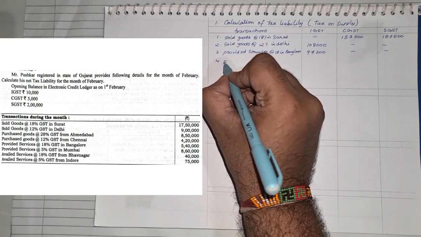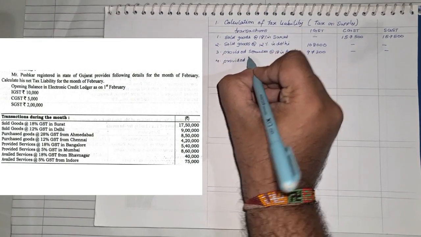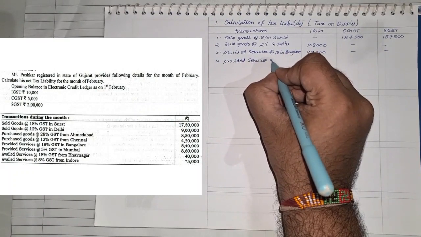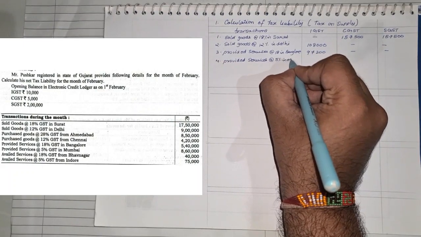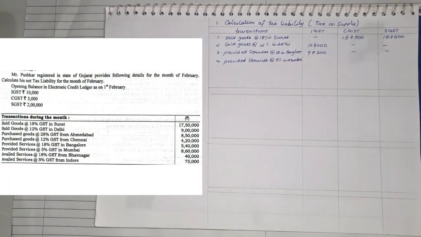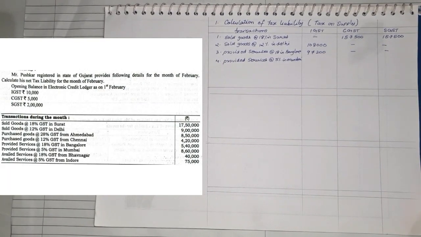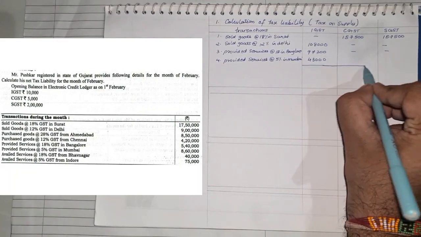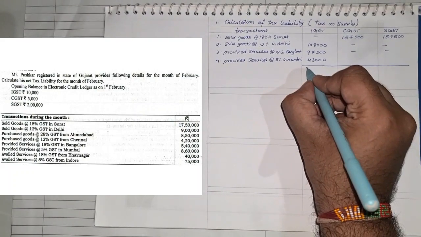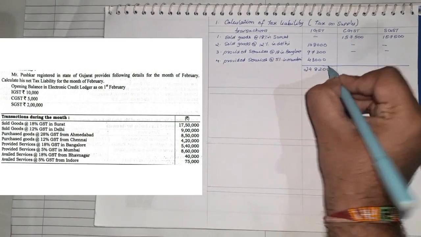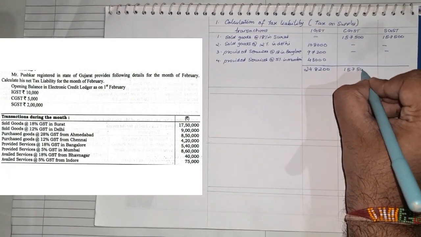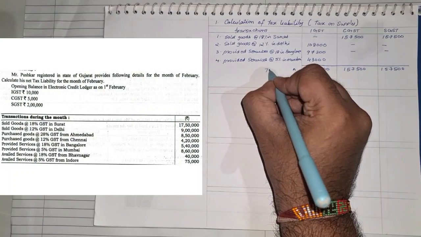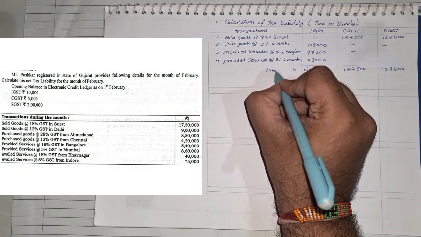Fourth one, we have again provided services, in Mumbai at the rate of 5%. The value is 8,60,000 into 5%, that is 43,000. That's it. The rest everything is based on ITC. We add up, and I get this answer as 2,48,200, 1,57,500, and again 1,57,500. This is the A part, the total of your output sales, your tax on supply.